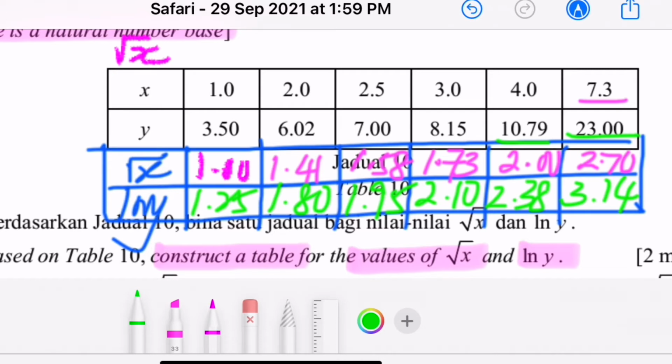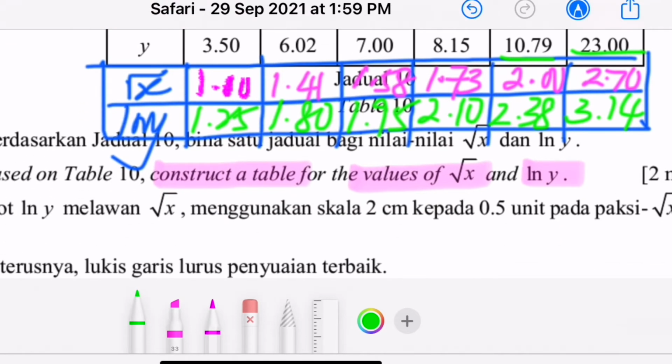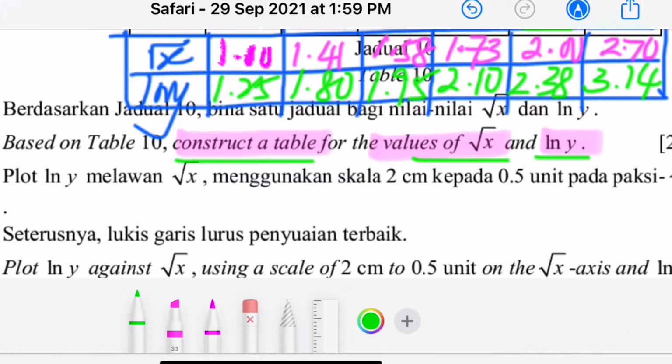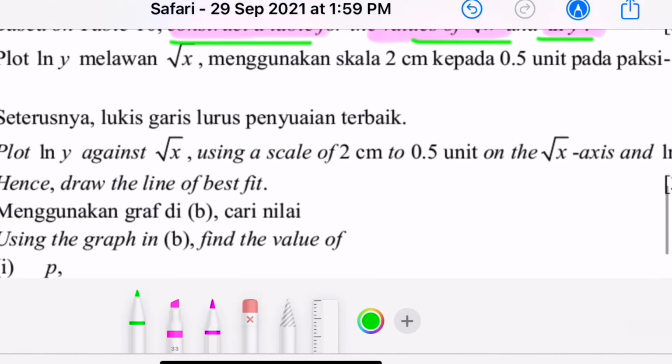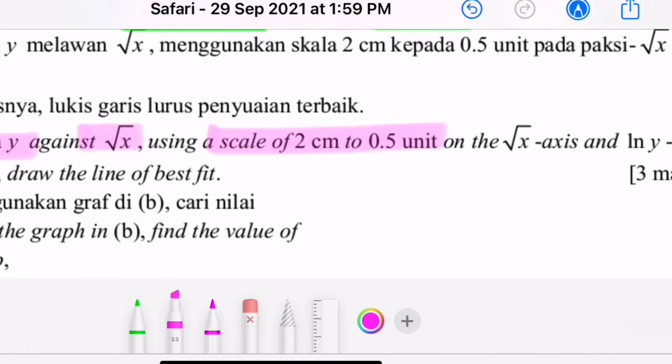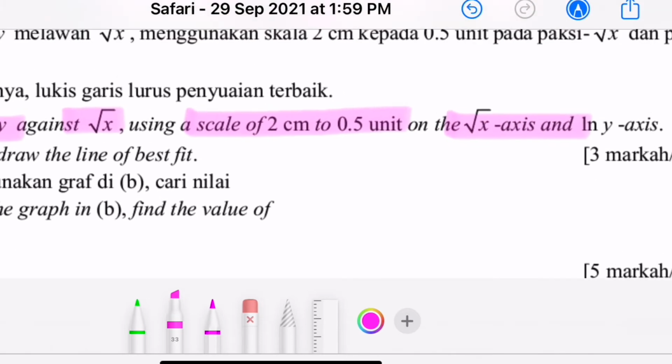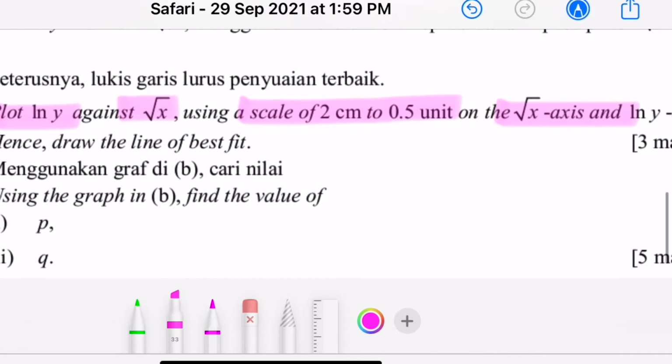Okay, we need to plot the graph based on the new table that we just constructed, square root x and ln y. Now we have to follow the scale given. Plot ln y against square root x using the scale of 2 cm to 0.5 unit on both axes, square root x and ln y axis. Hence, draw the line of best fit.